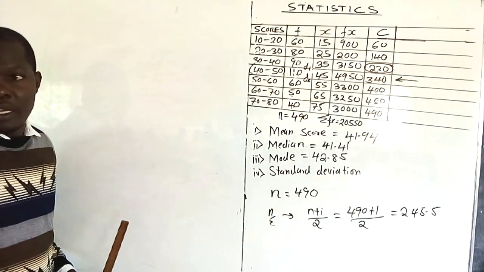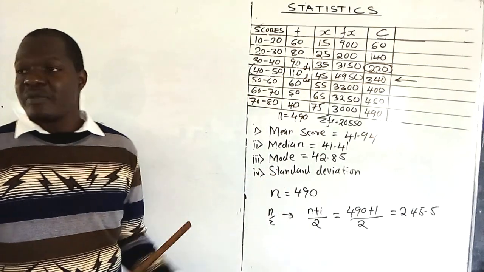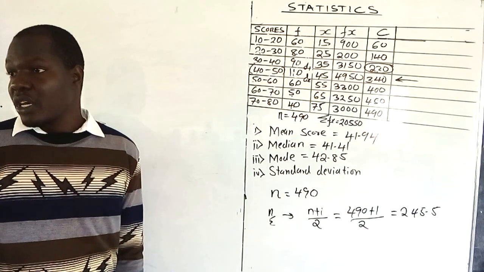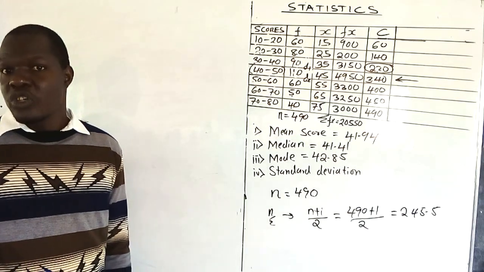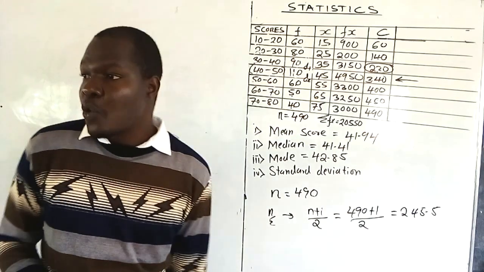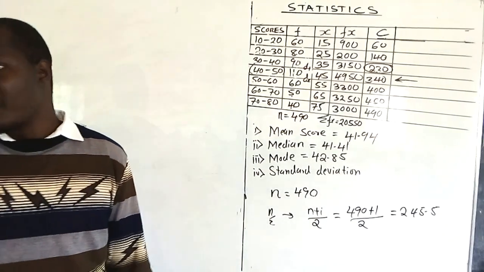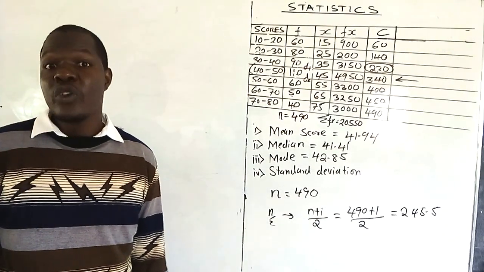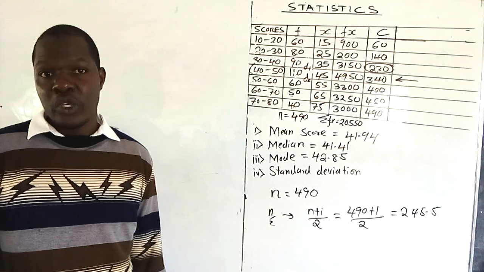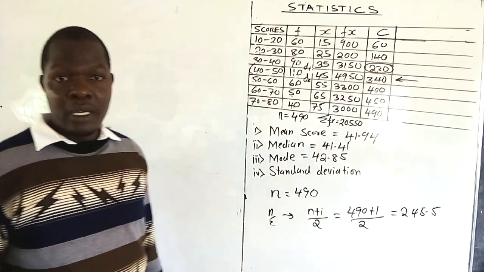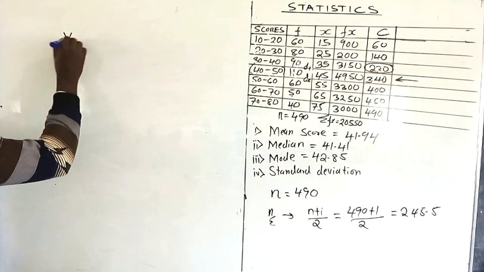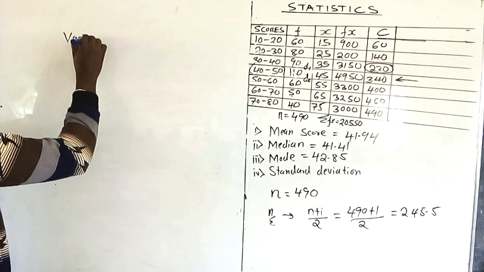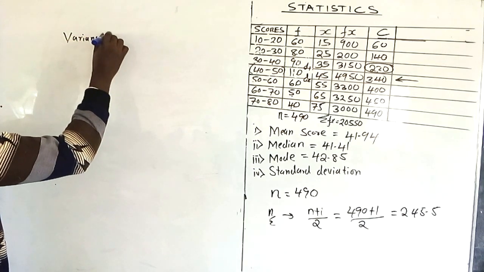Is that okay? So it means for us to determine the standard deviation, we have to get the variance, isn't it? Standard deviation was the square root of the average of the squares of the difference of the data values from the mean, isn't it? Which was giving you the square root of the variance. So you have to get the variance first. So what is the variance of x?